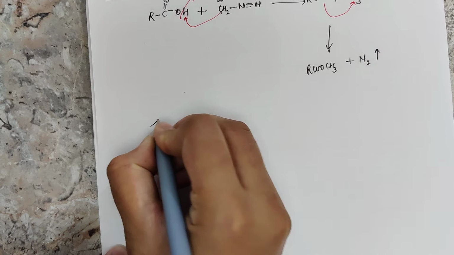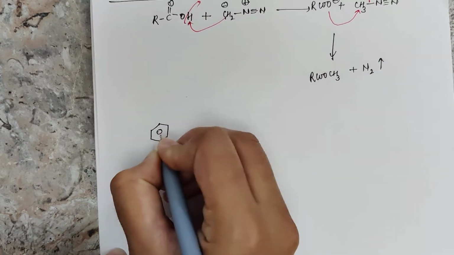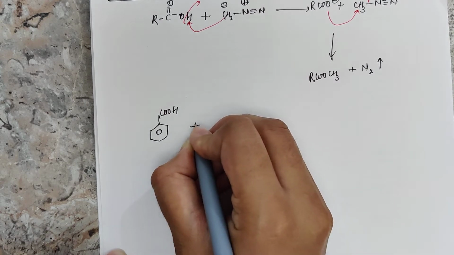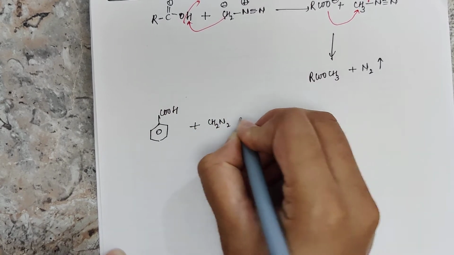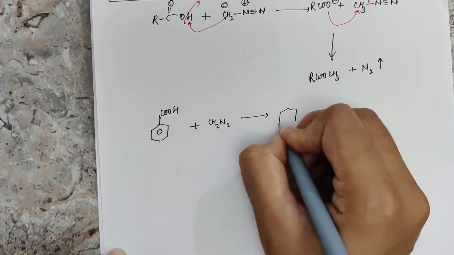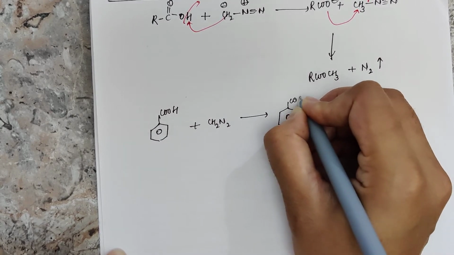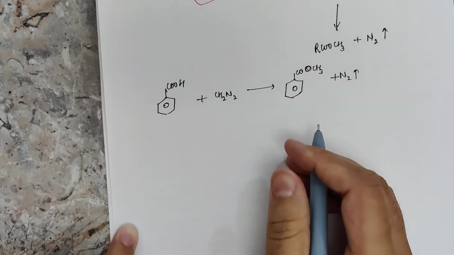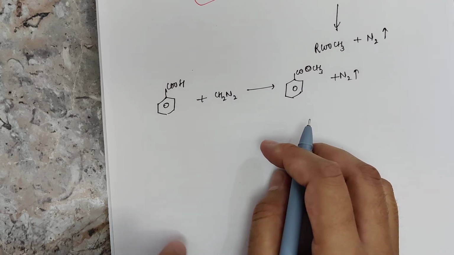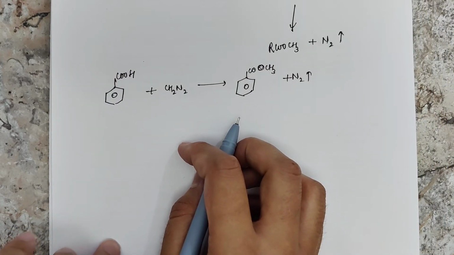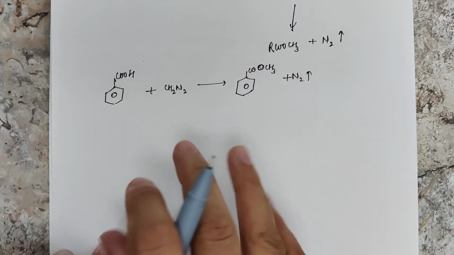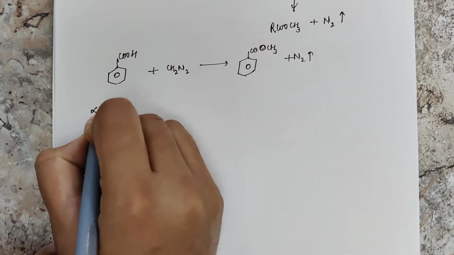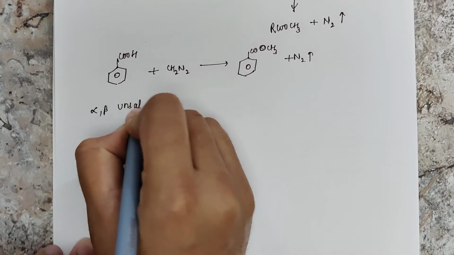Similarly, we talk about aryl alcohol. It also gives us a similar kind of reaction, COOCH3 plus N2. The advantage over other reagents of diazomethane is it doesn't disturb the alpha beta unsaturated systems.